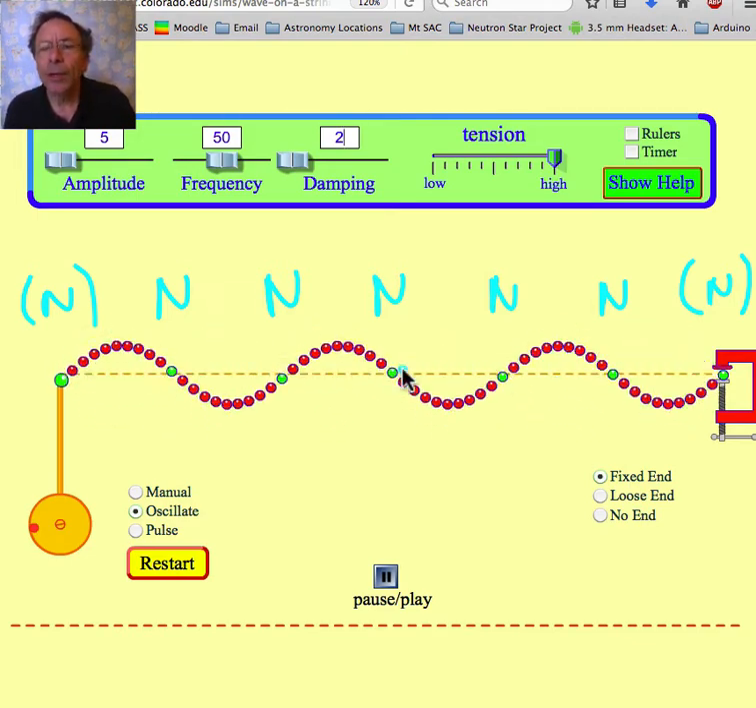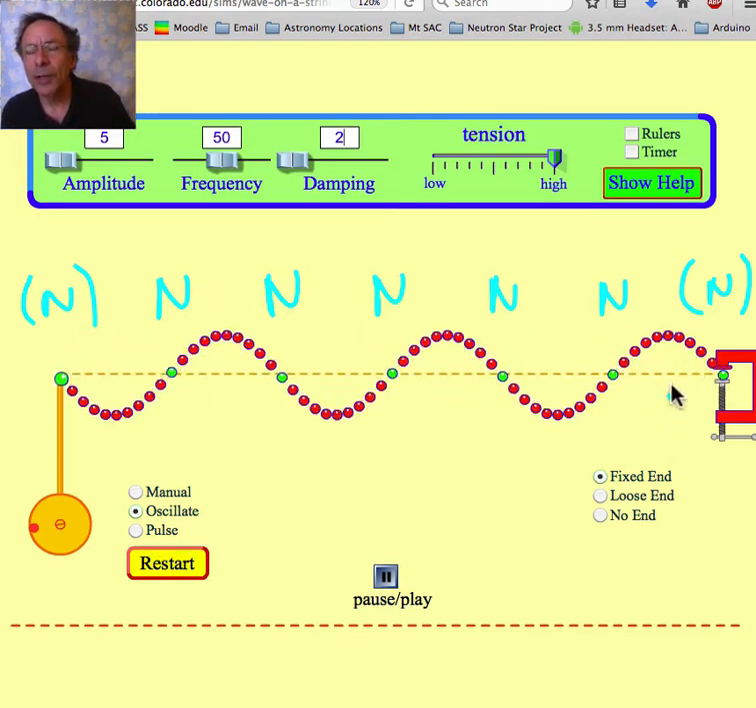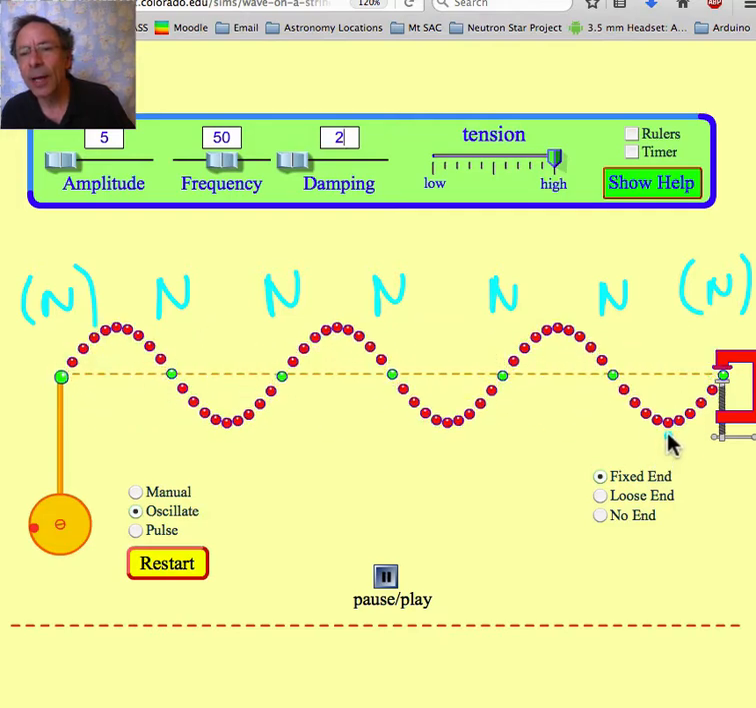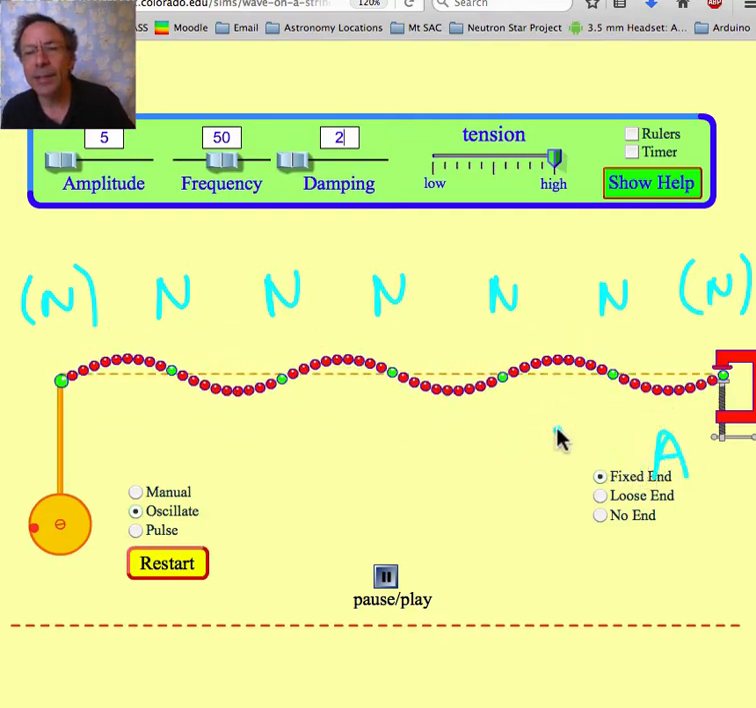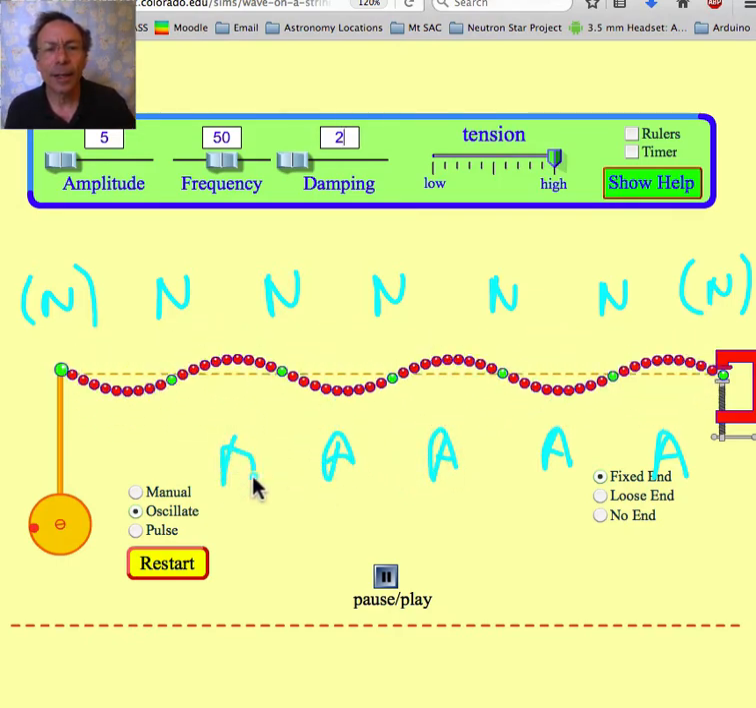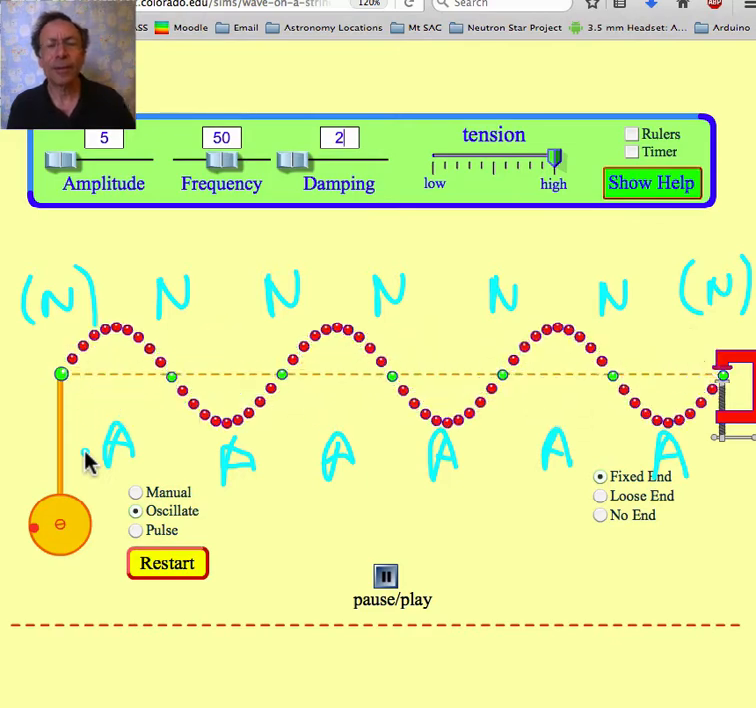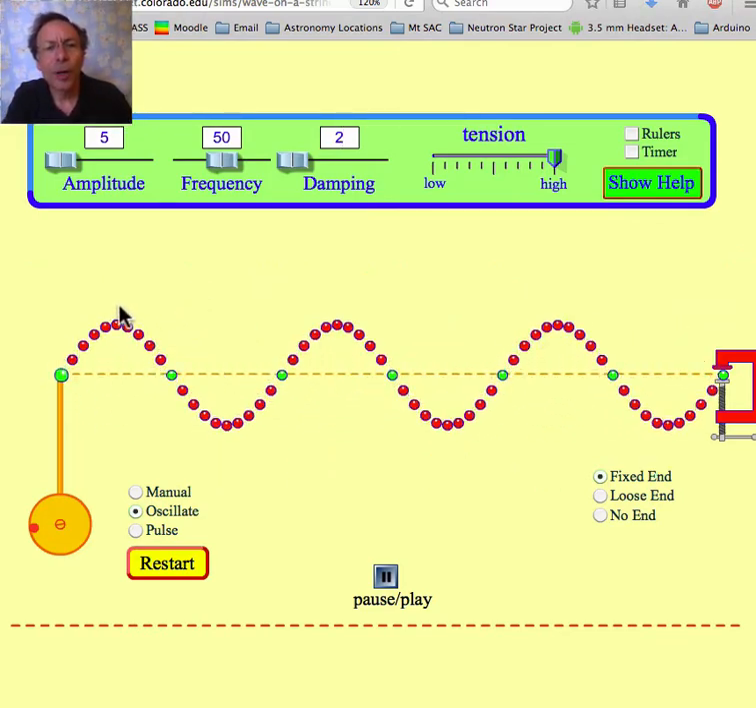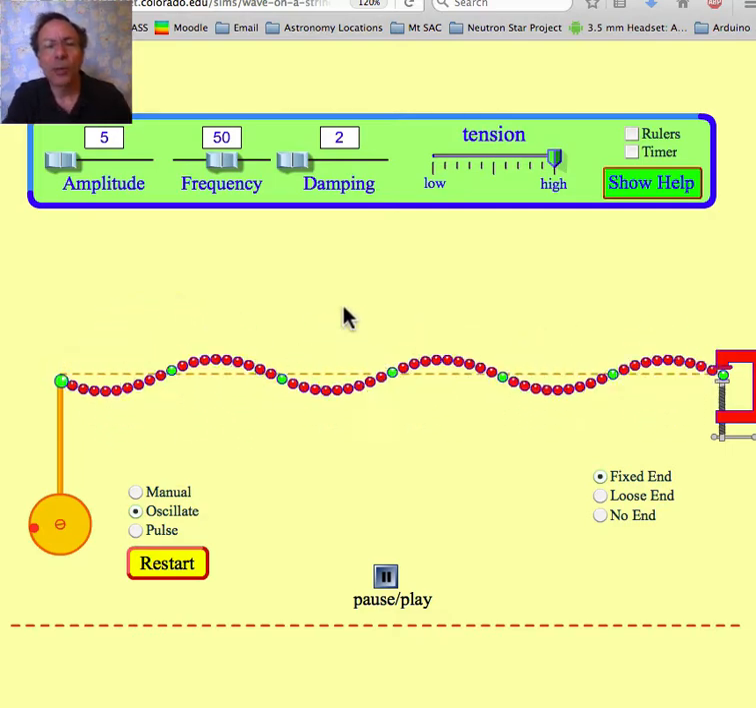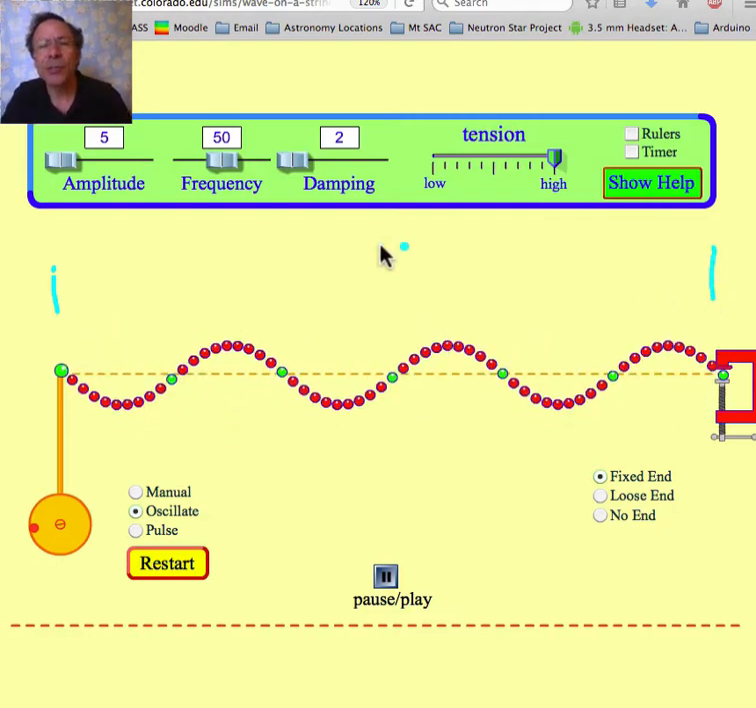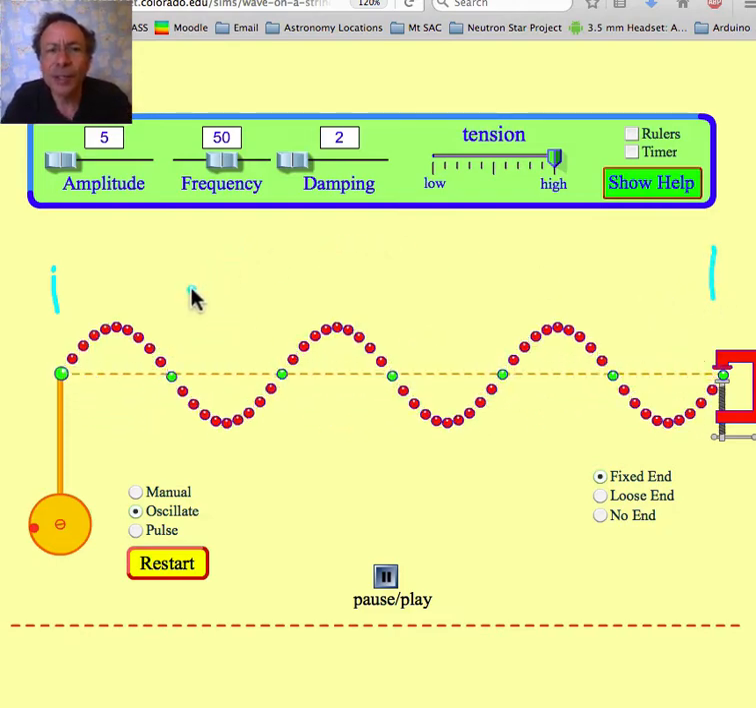The places where you get constructive interference, where you get a lot of motion, are called the antinodes. So A is going to stand for antinode. We have A, and A right there. The fact that you can fit only a certain number of nodes and antinodes in the space between the two ends of the string is a feature of resonance.